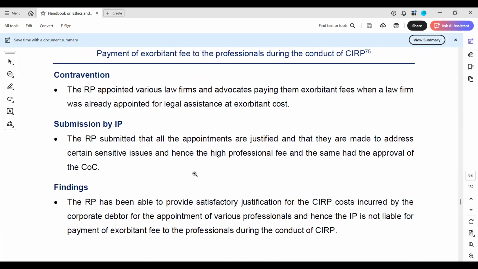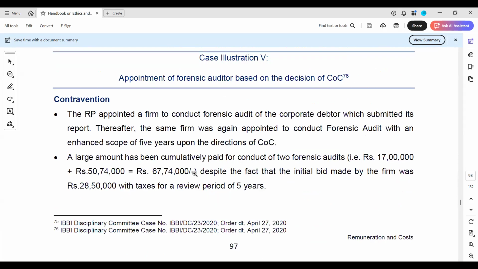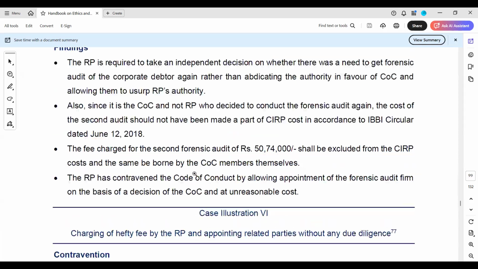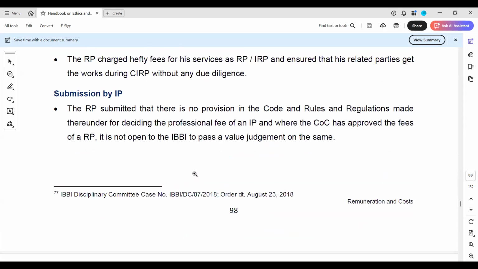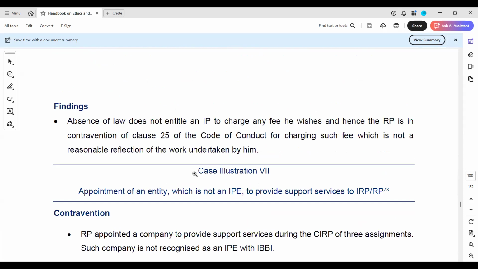Payment of exorbitant fees to the professionals during the conduct of CIRP. भाई, कई लोग लूटने पे आ जाते हैं ना कंपनी को। ऐसा बहुत सारी चीजें लॉ में नहीं लिखी हुई हैं, तो ये नहीं कि आप कंपनी को लूटना ही शुरू कर दो। Appointment of forensic auditor based on the decision of COC, charging of hefty fees by the RP and appointed related parties without any due diligence. Appointment of an entity which is not an IPE to provide support services.